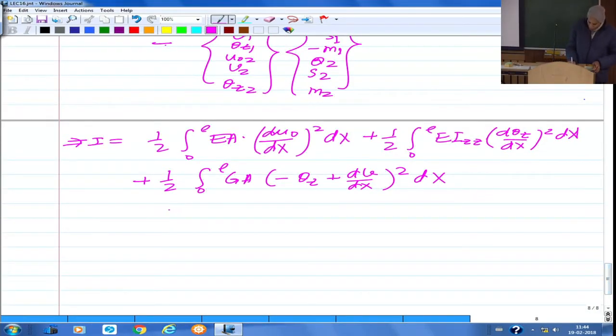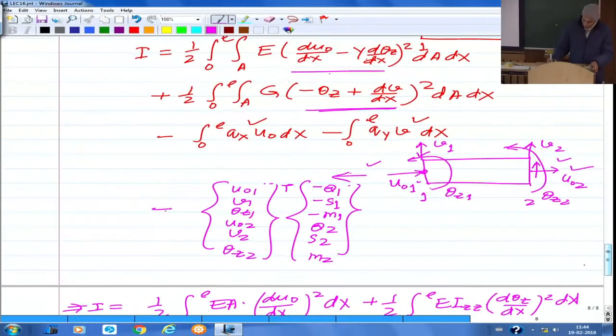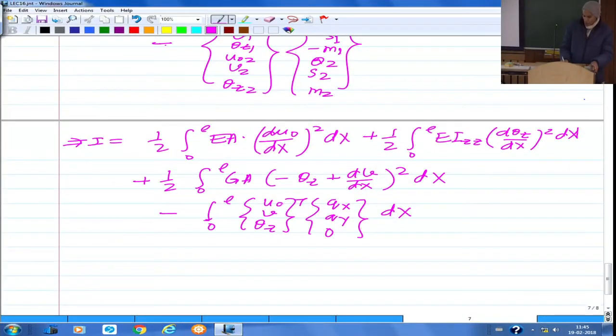Then the potential of external forces, we can combine the two together. So I can write that as integration 0 to L, and first let me write u naught, v, and let me also put theta z here, transpose, and then here I have qx, qy, and this I'll put 0 later so that I can actually use the H matrix. So this is your dx. It will give you the same, those two terms, whatever I have written here. When you take the transpose and multiply, you are going to get the same thing.